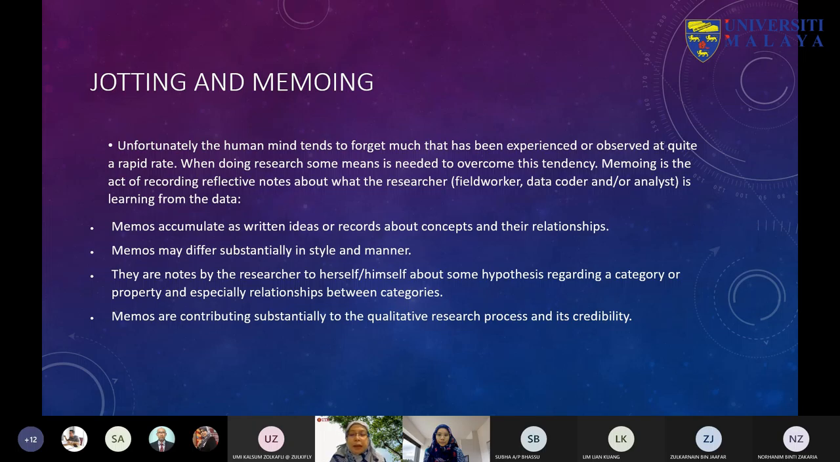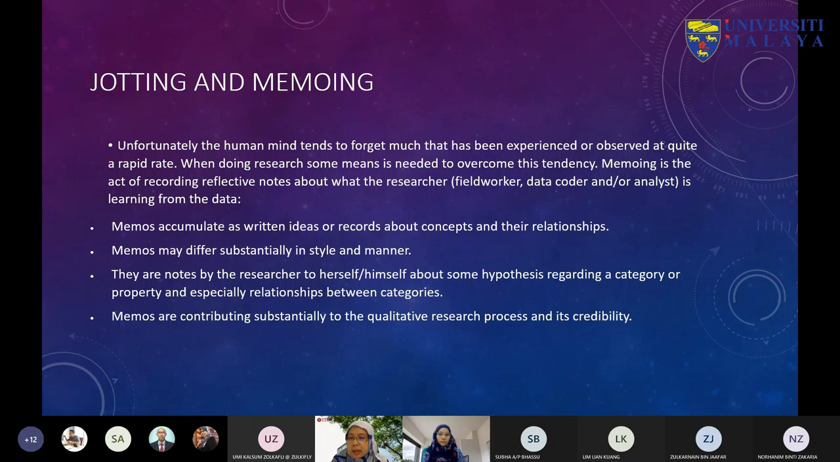So jotting and memoing. This is part of the observation of qualitative. You cannot be like an interview. You cannot summarize based on point form. It should be jotting. That is raw data. When you summarize, you put in point form. Without you knowing it, you already do the analysis. That means you already summarize things. You shouldn't do that.